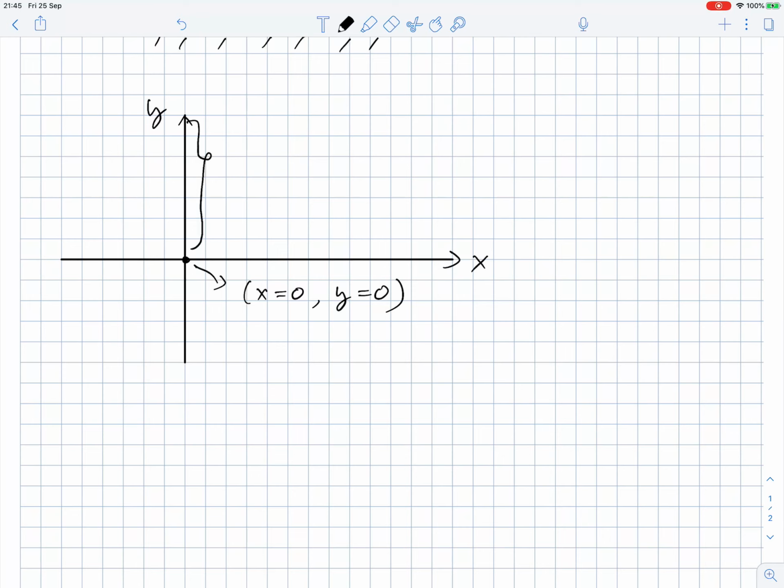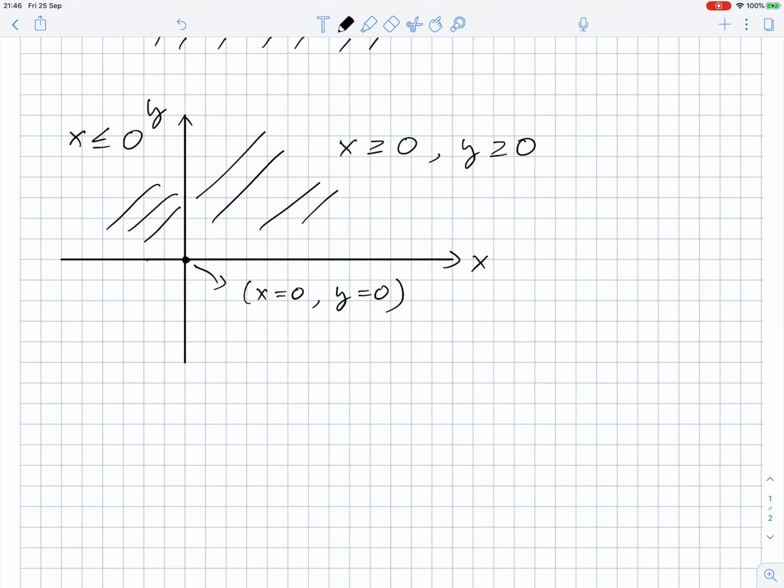You can also write something like this: in this area x greater than 0 and y greater than 0. In this area x less or equal to 0, y greater than 0 or equal. In this area x less than 0, y less than 0 or equal, and in this area x is greater than 0 and y less or equal to 0.